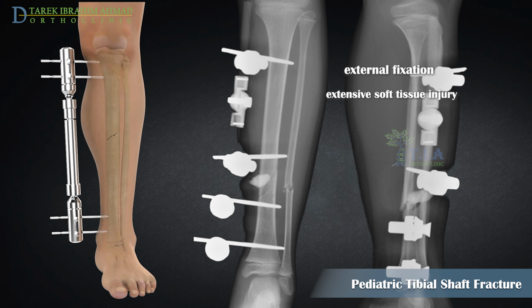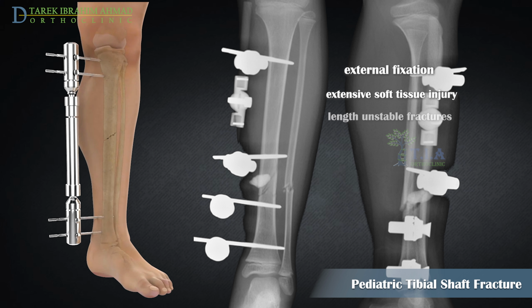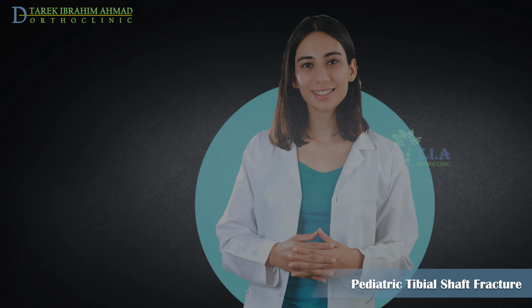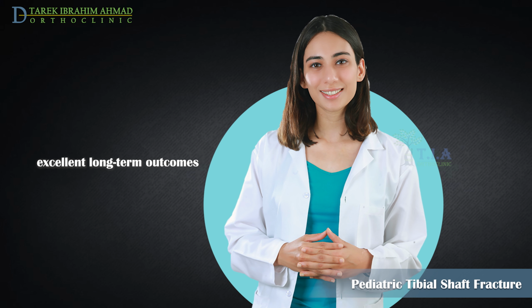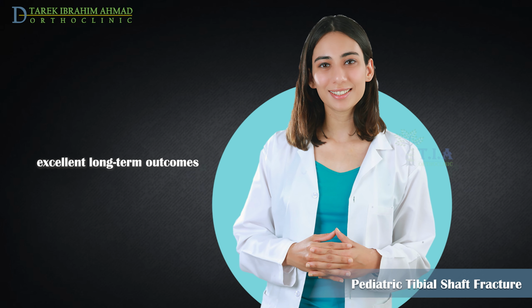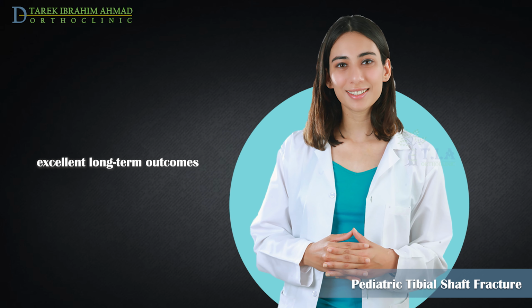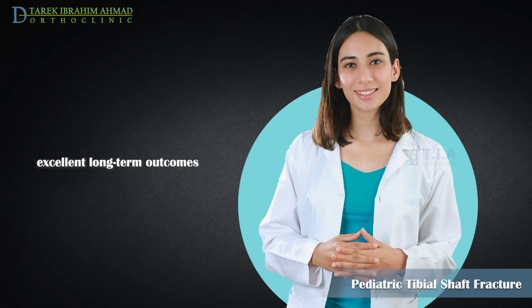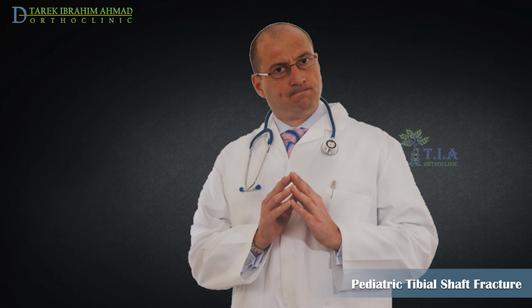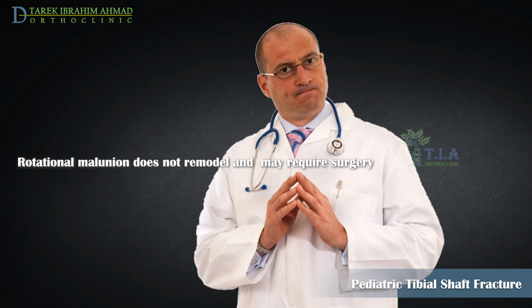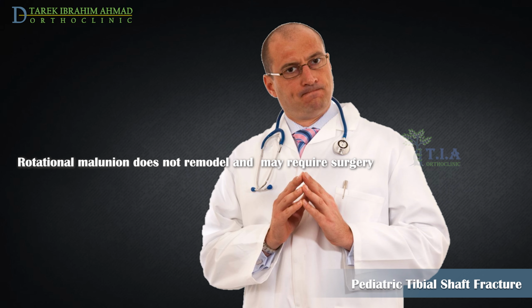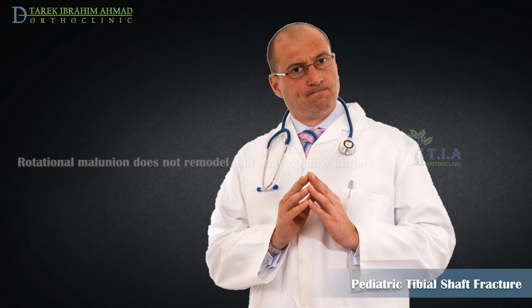In open or closed fractures with extensive soft tissue injury, length unstable fractures or polytrauma patients, external fixation is indicated, using pins, clamps and rods to stabilize the fracture from the outside. Most children with tibial and/or fibular shaft fractures have excellent long-term outcomes. Up to 10 degrees of angular deformity of the tibia in the coronal or sagittal plane in children 8 years and younger remodels predictably. Rotational malunion does not remodel and may result in gait disturbance or abnormal limb appearance, which may require surgery.